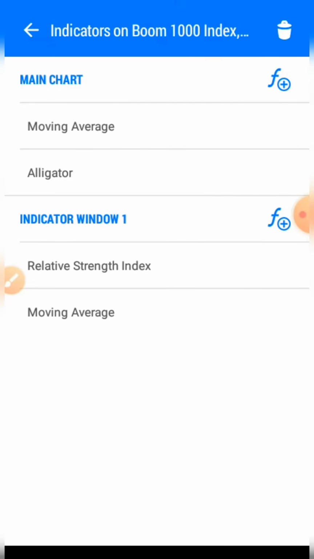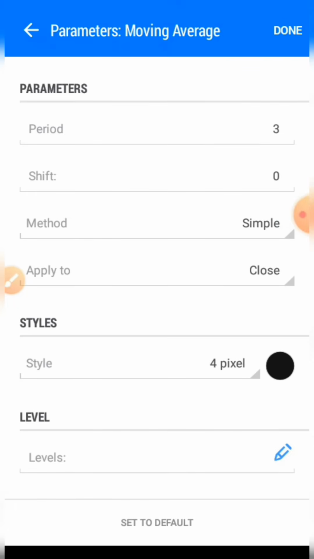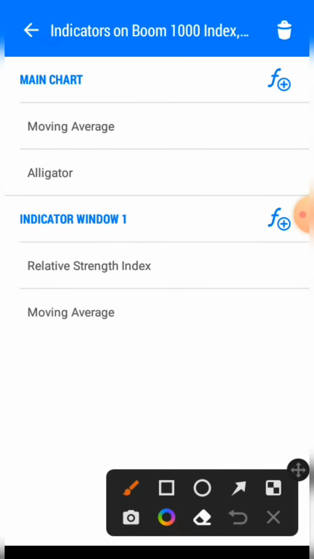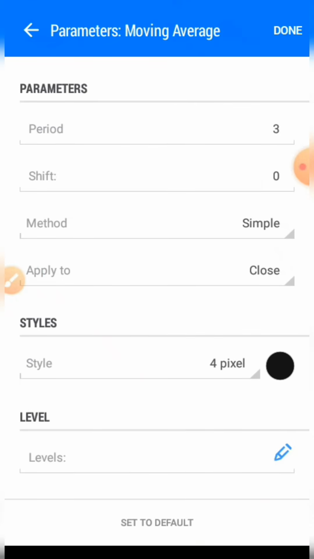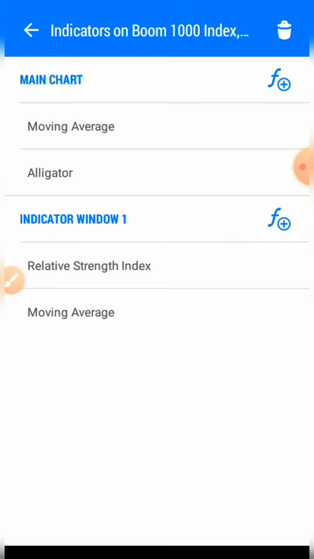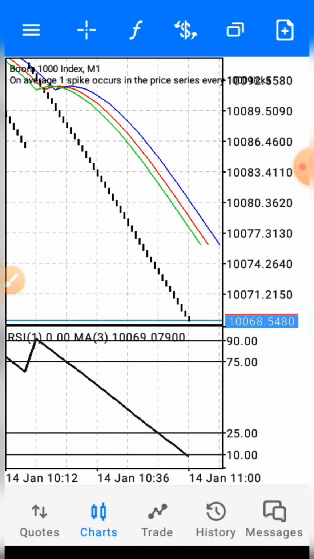Then the next indicator is going to be the moving average. You are going to add it under the indicator window 1. This is where you are going to click this F icon right here. Then you search for moving average. The period is going to be 3, shift 0, method simple, apply to close. Under the style we have 4 pixel, you make the color black. After that you click on done, you go back and then you will have a screen like this.